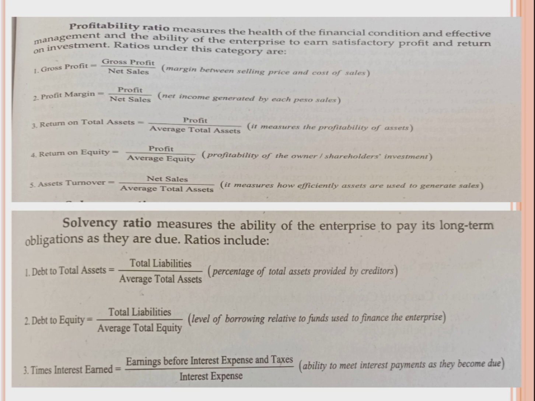Next, solvency ratio measures the ability of the enterprise to pay its long-term obligations as they are due. Ratios include: number 1, debt to total assets equals total liabilities divided by average total assets. It is the percentage of total assets provided by creditors. Number 2, debt to equity equals total liabilities divided by average total equity. It is the level of borrowing relative to funds used to finance the enterprise. Number 3, times interest earned equals earnings before interest expense and tax divided by interest expense. It is the ability to meet interest payments as they become due.